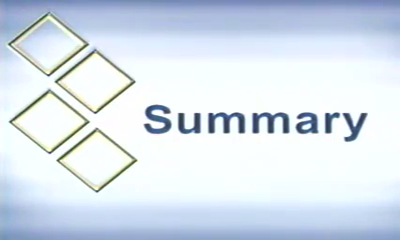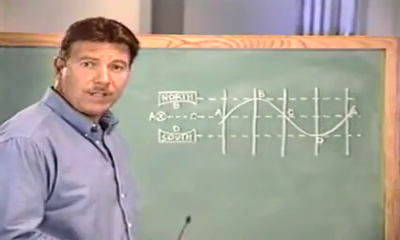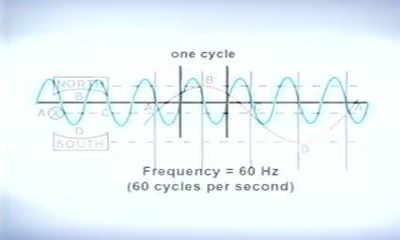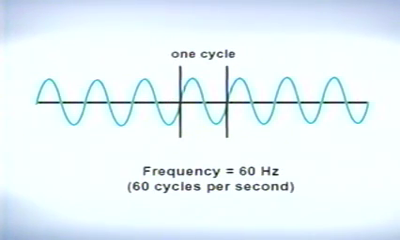Alternating current is an alternating flow of electrons. Electrons flow in one direction and then in the opposite direction at regular intervals. As a conductor moves through a magnetic field, different potentials, or voltages, are generated. The frequency of a system refers to the number of cycles that are completed in 1 second.